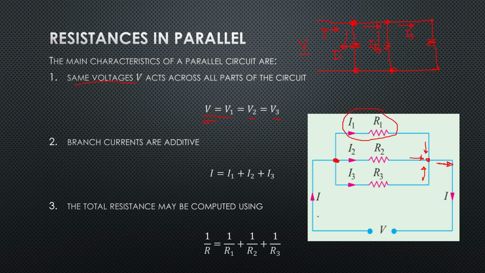Then it comes back through this node and splits into 3. It is not divided into 3 equal values. It's not like that, because different resistances are applied. So the total resistance may be computed using this formula. Don't forget these formulas: the reciprocal of the total resistance is equivalent to the summation of the reciprocals of the individual resistances.